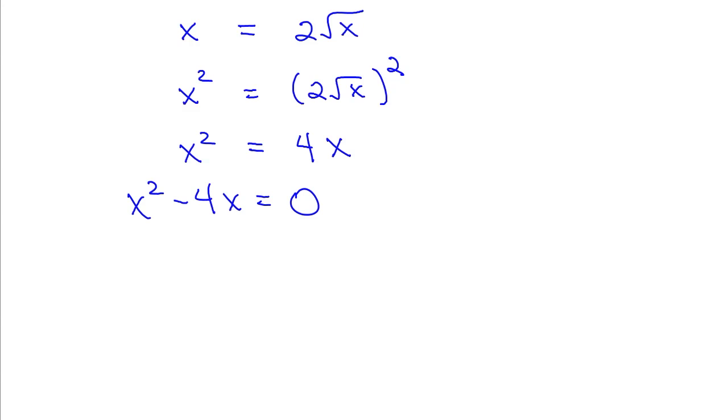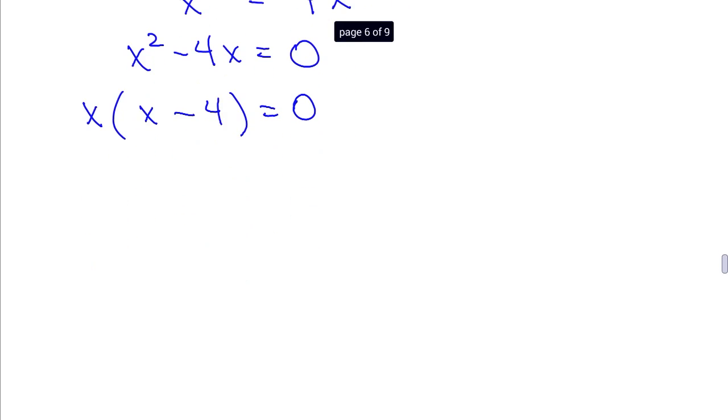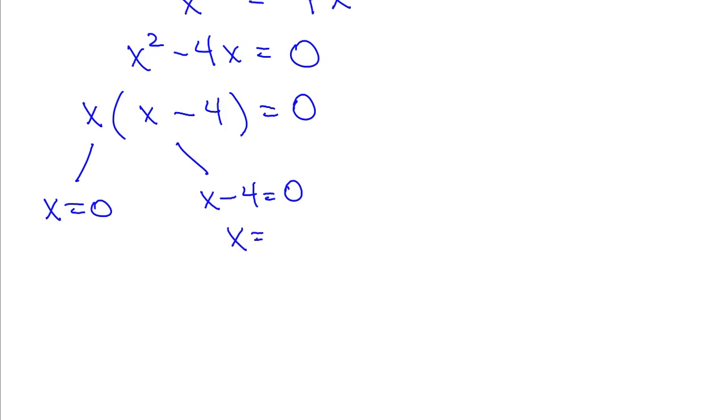From here, we're going to factor out x. We get x times x minus 4 equals 0. Split up the factors and set them equal to 0. x equals 0 is done, and then x is equal to 4. Next, we need to check both of these answers.